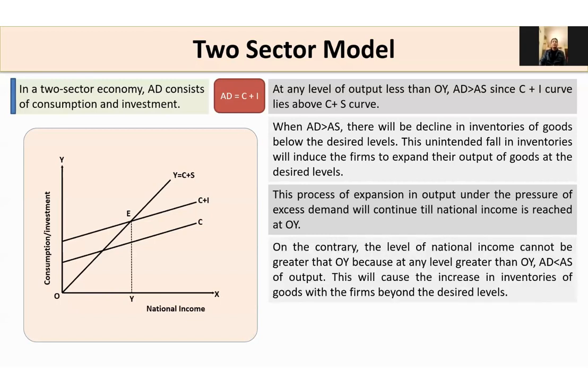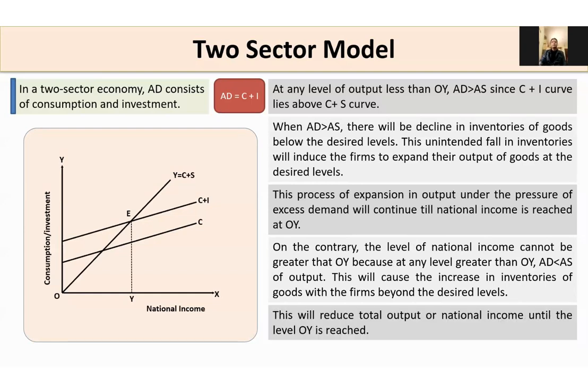On the contrary, the level of national income cannot be greater than OY, because at any level greater than OY, aggregate demand is less than aggregate supply of output. This will cause an increase in inventories of goods with the firms beyond the desired level. This will reduce the total output or national income until the level of OY is reached. In this way, the market mechanism automatically leads the economy towards the equilibrium position.